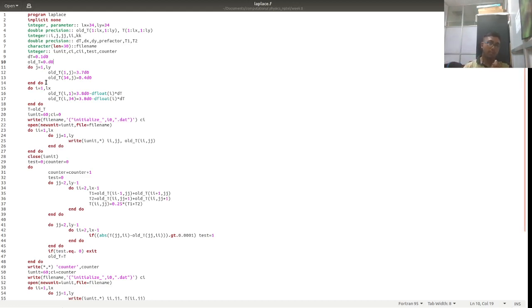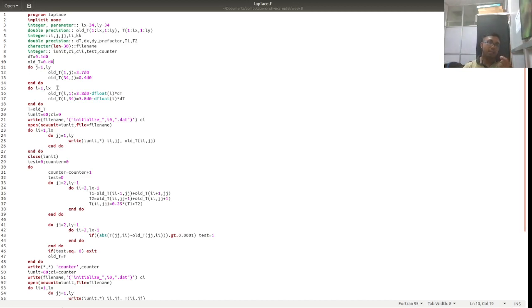So initially, let's say I am fixing the value of x at 1 and 34, and I am assigning a constant value of the temperature in those two regions. So for the question, when x equals 1, whatever the value of y, we have a temperature value of 3.7, and at x equals 34, whatever the value of y, we have the temperature value to be 0.4. So we have assigned those two boundary lines.